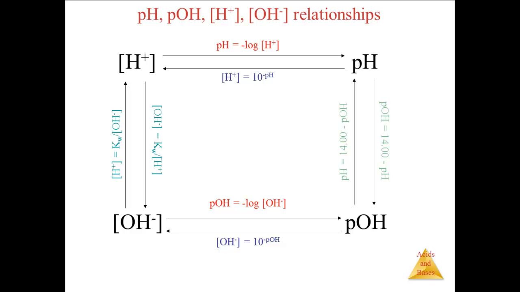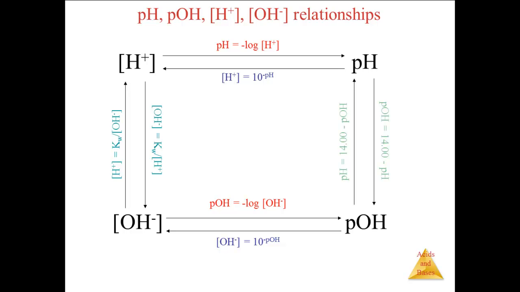To convert from concentration of H+ to pH, we take minus the log of the concentration of H+. To go from pH to the concentration of H+, we take 10 to the minus pH. Similarly, to go from the concentration of OH minus to pOH, we take minus the log of the concentration of OH minus. And to go from pOH to the concentration of OH minus, we take 10 to the minus pOH.